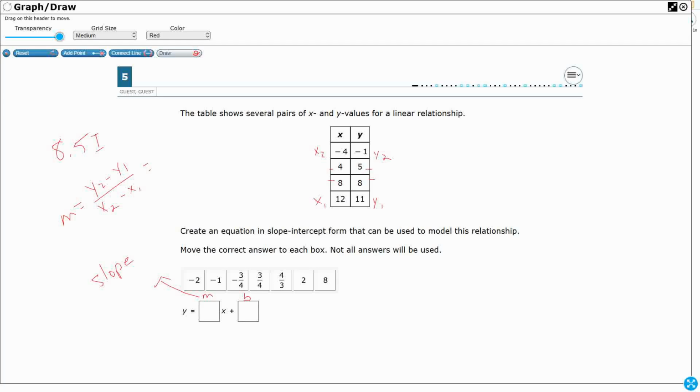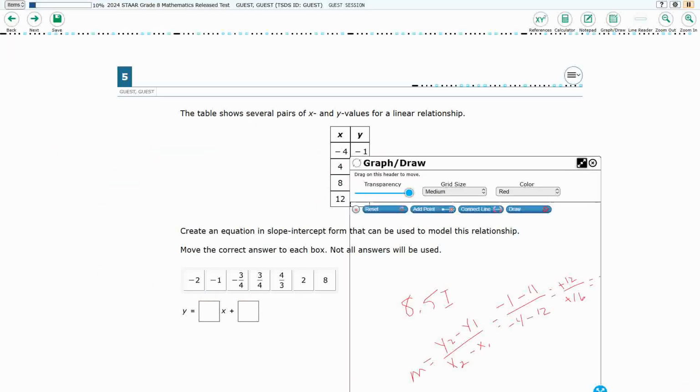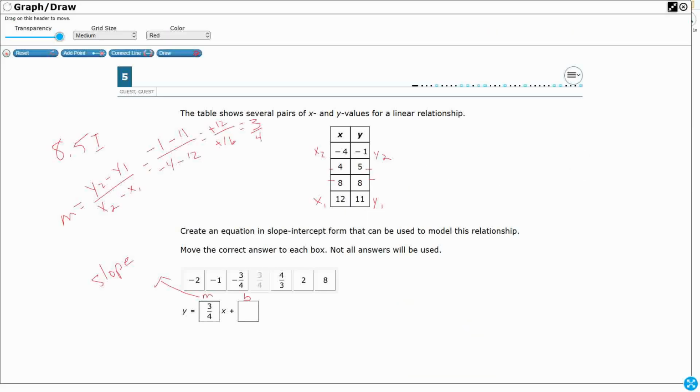So my y sub 2 is negative 1 minus my y sub 1 is 11. My x sub 2, negative 4, minus my x sub 1, 12. So minus 1 minus 11 is going to be negative 12 over, I've got a negative 16. Now, those are two negatives, so they're going to make a positive, and that's going to simplify to 3/4. All right, so that is my slope, 3/4. And you notice I've got 3/4, negative 3/4, 4/3, so a lot of different choices there.